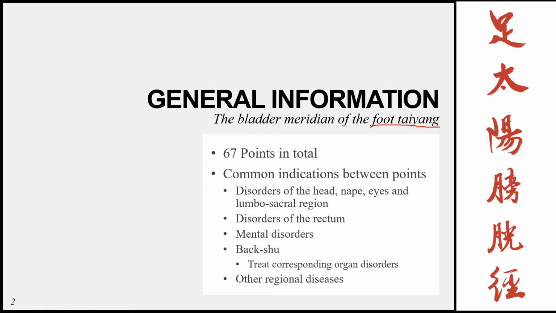So for instance, the back shu of the kidney can treat any disorders of the kidney zangfu organ, whereas the back shu of the lungs can do the same for the lungs. And then finally, it can be used for any other regional diseases, and what this refers to is any disorders along the pathway of the flow of the meridian.